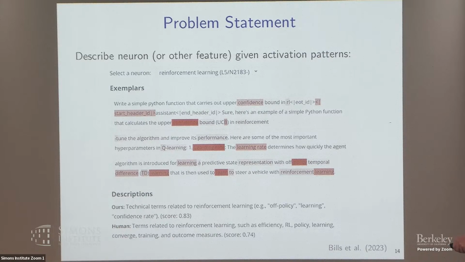We had a human annotator also go through a random sample of these, including this one, and they said terms related to reinforcement learning, such as efficiency, RL, policy learning, converged training, and outcome measures.